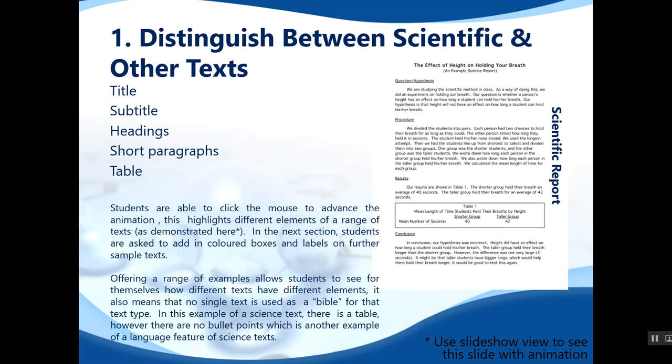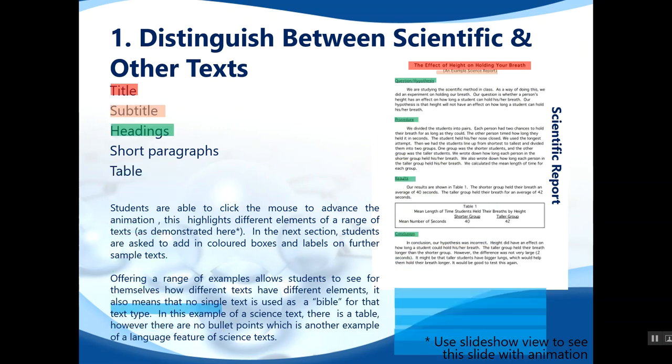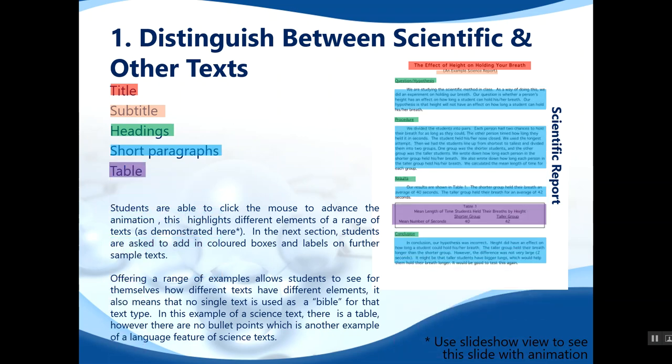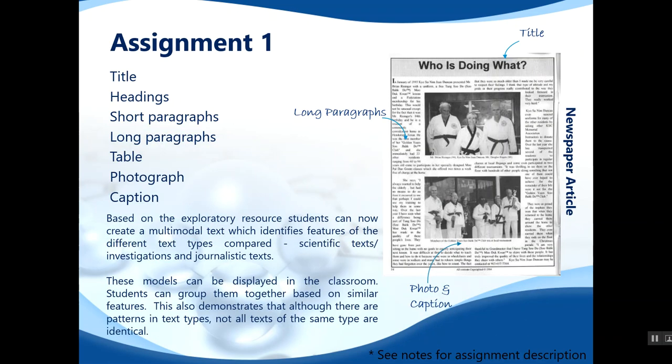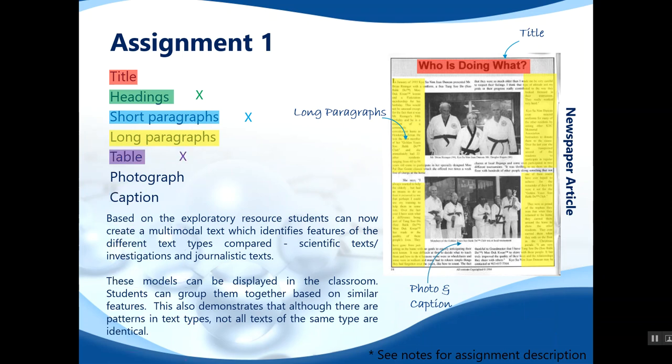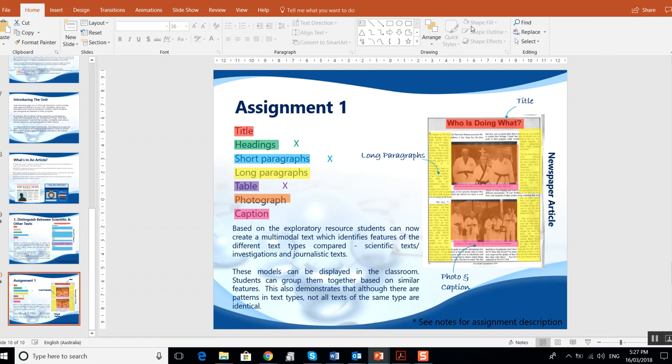So this is a scientific report. A scientific report has a title, right? This is such a simple animation with PowerPoint. It has a subtitle, headings, short paragraphs, and a table, right? A newspaper has a title, just like the scientific report, but it doesn't have headings and it doesn't have short paragraphs. It has long paragraphs instead. It doesn't have a table; it has a photograph instead, and it has a caption. Now, if you don't think it's cute, I don't know what is.